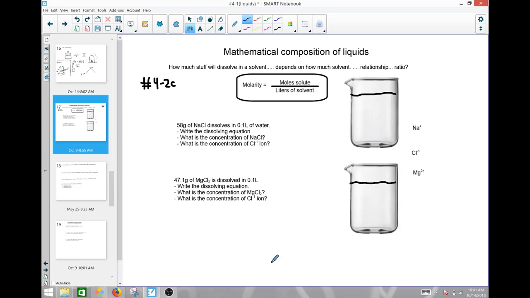This is Schweitzer, and quick video on the mathematical composition of liquids. So the math side of solubility. Again, this is 4-2C. So it's liquid. This is the states of matter, liquids, and the calculations. This is version C.